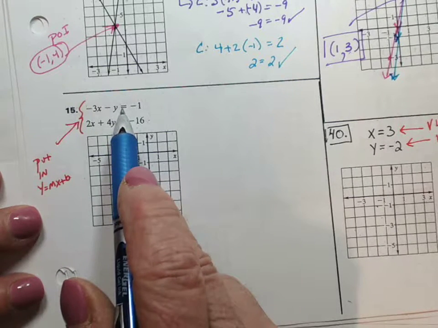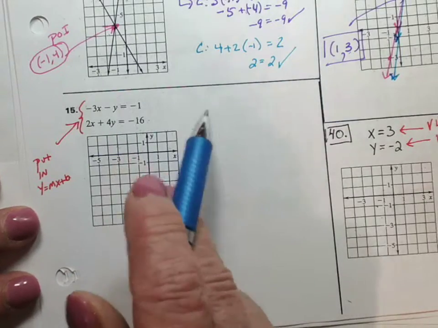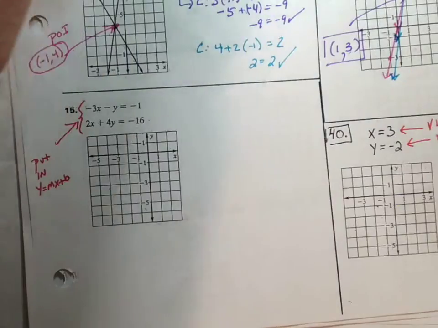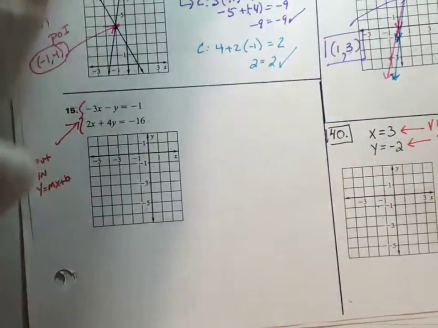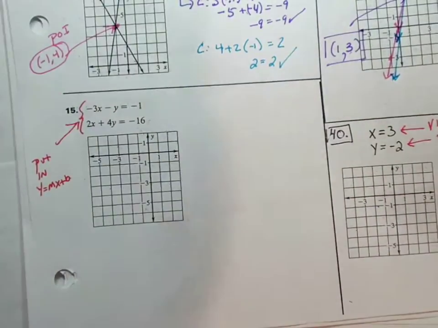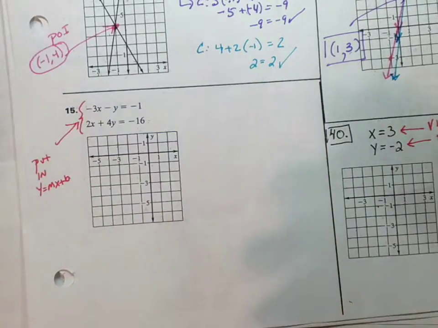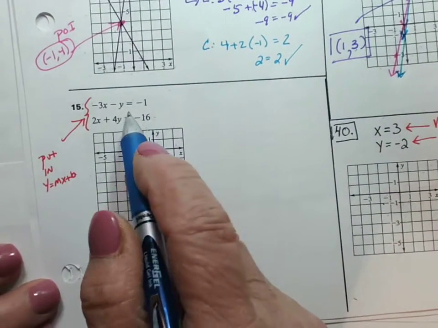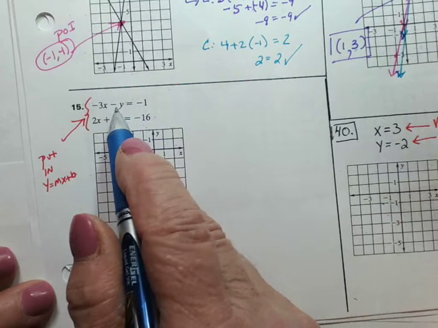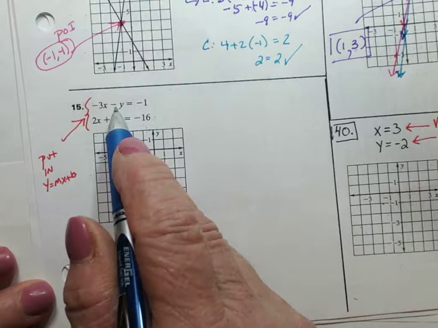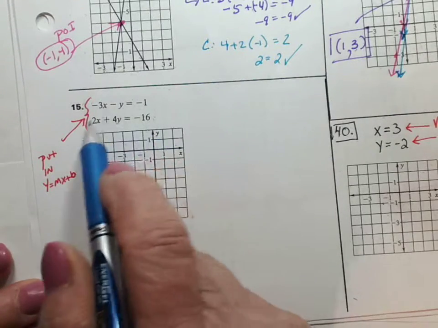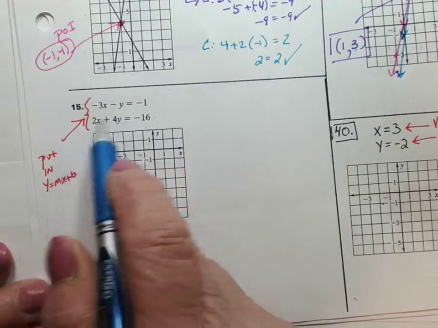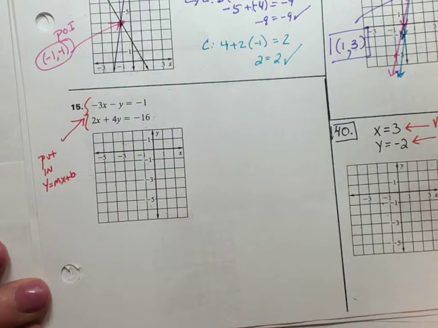And for inequalities, remember that if you divide the variable by a negative, then you switch the direction of the inequality. Don't get confused. These are equations, and that rule doesn't apply when you are working with equations.